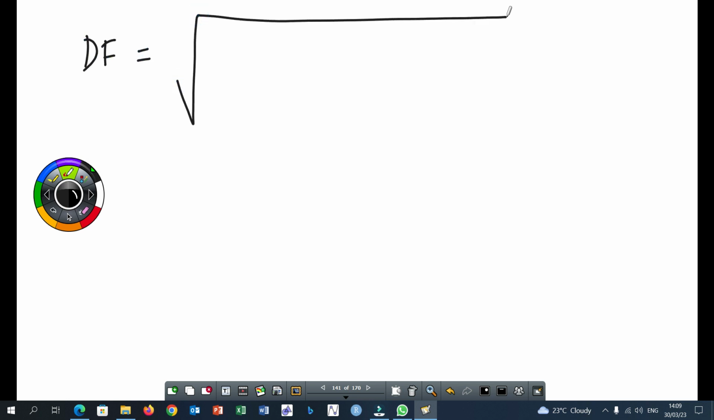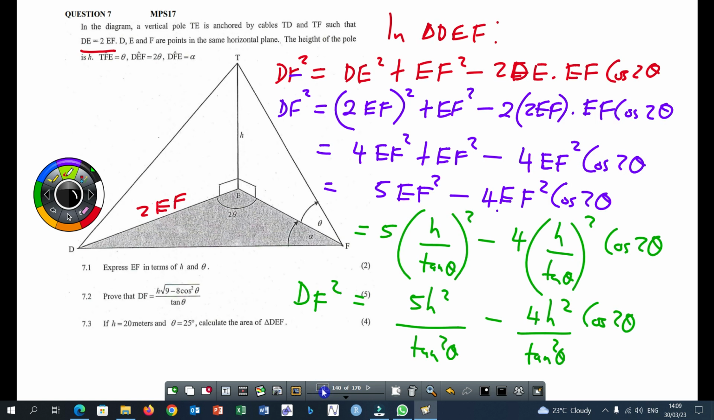And then I'll take square root both sides. So I can write here DF is equal to the square root of... I've got my h here. Let me go back and see. So that cos 2 theta is a double angle. So I need to convert it to this one here, because we have got cos theta there. So I'll convert it to that.